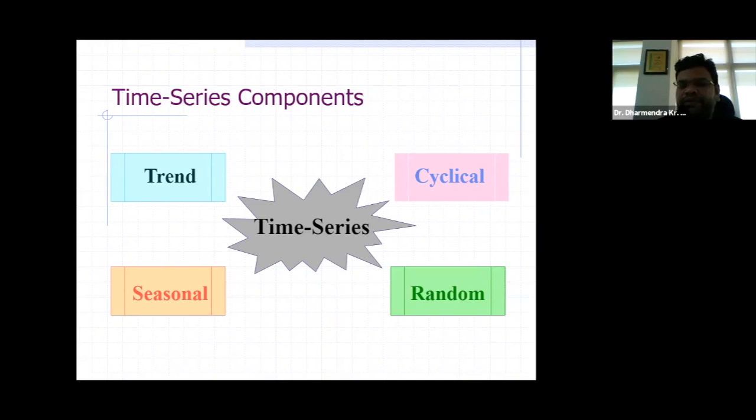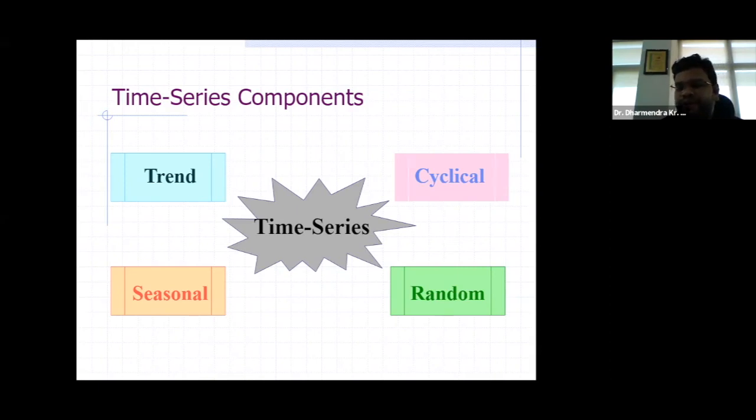The other component is seasonal. What are seasonal variations? Seasonal variations are short-term fluctuations observed in a short period of time. Like, at a certain season, in winters, the sale of woolen clothes increases.